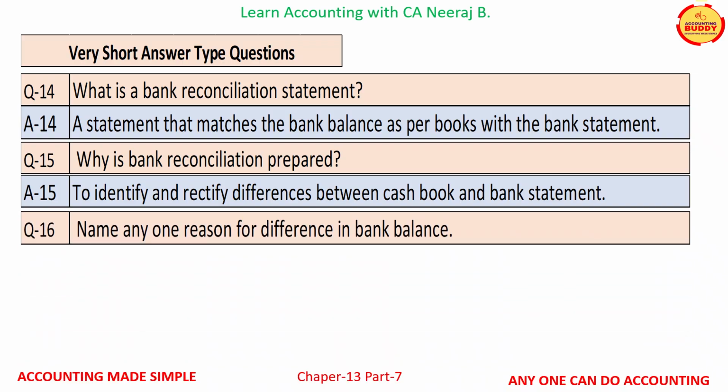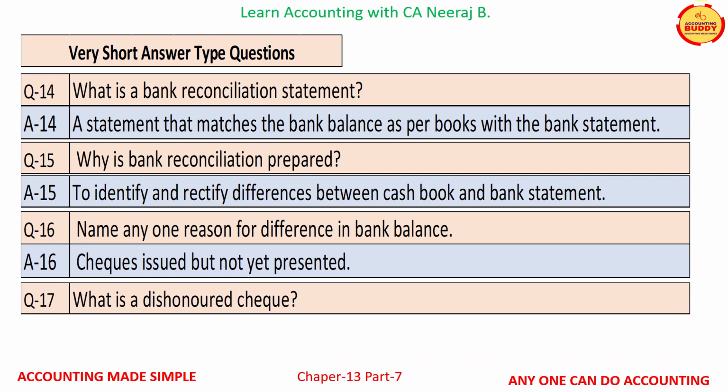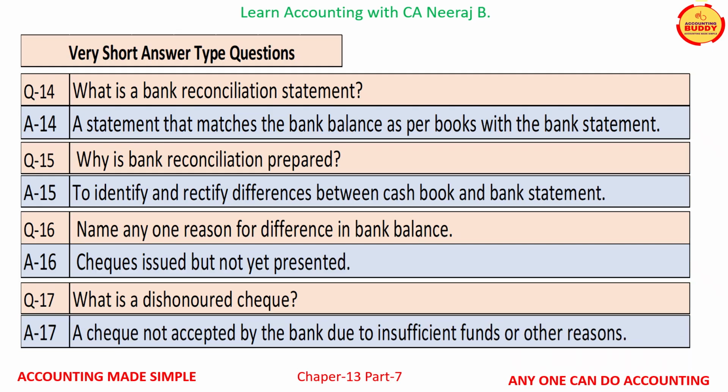Question number 16 is name any one reason for difference in bank balance, and the answer is checks issued but not yet presented. Question number 17 is what is a dishonored check? The answer is a check not accepted by the bank due to insufficient funds or any other reason.